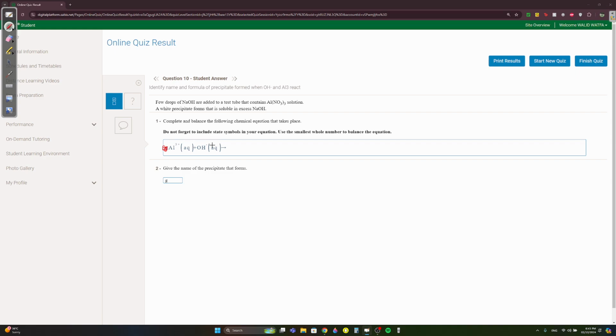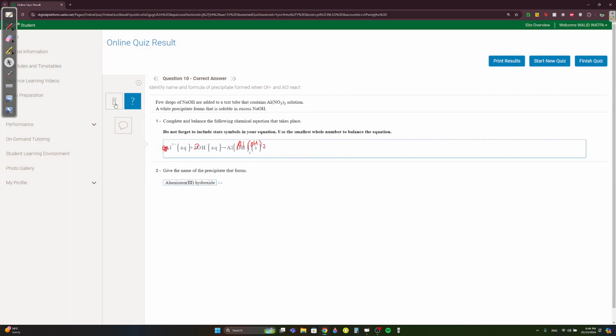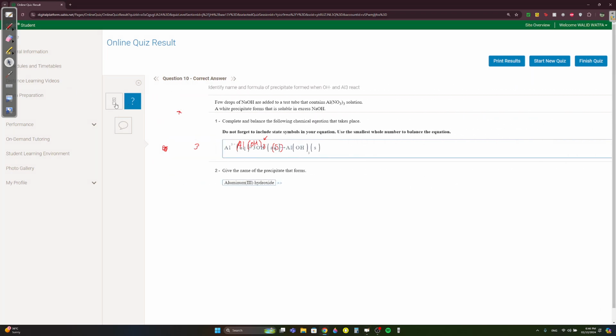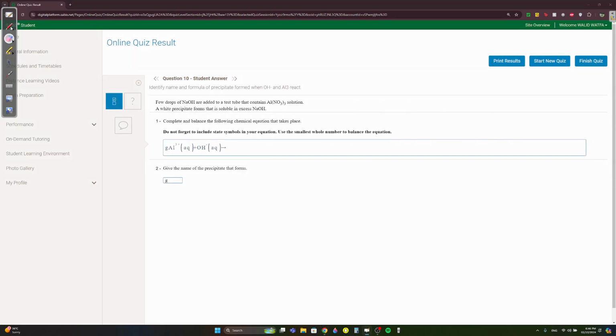Obviously, you have to follow the same steps I just did. You need to figure out that it's AlOH3, right? We figured that out by crisscross. Now balance. You have 3 OHs, so you put the 3 here. State symbols are already written, but you need to put the state symbol of aluminium hydroxide. It's going to be a solid because it's a precipitate, right?